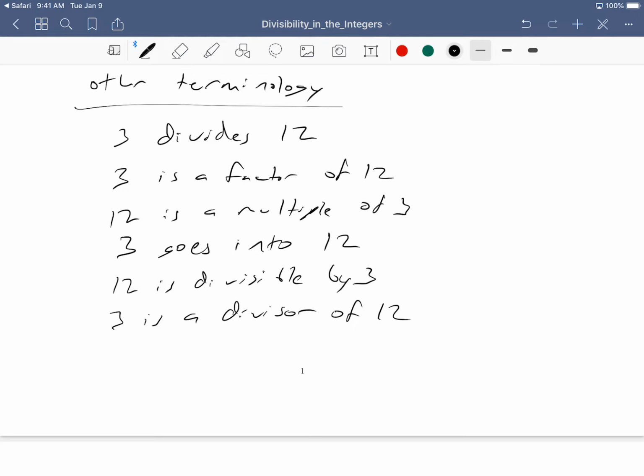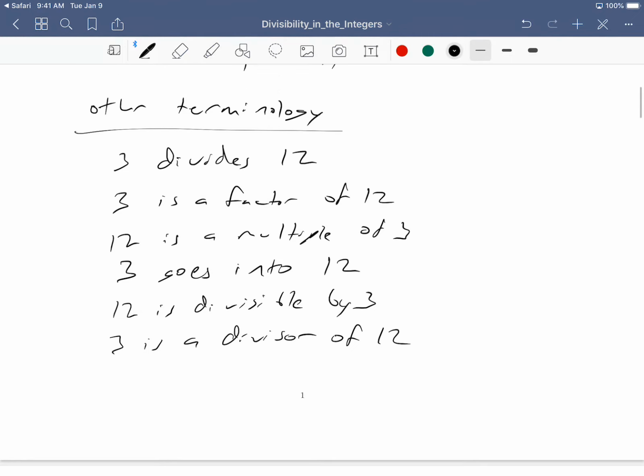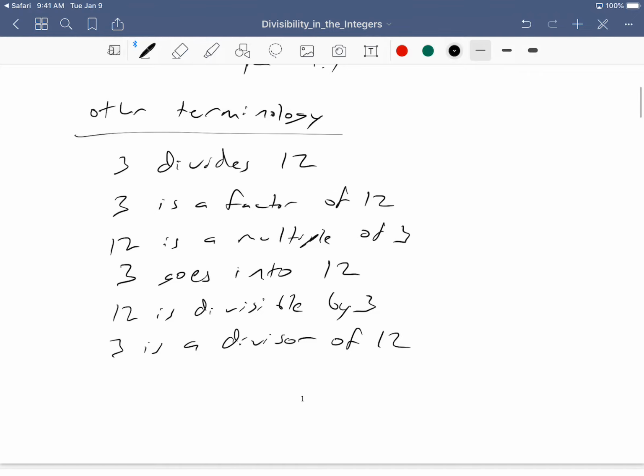You might be able to come up with more than this list, but as you can see, there's lots of ways we talk about this same thing, and they all use similar words, but you have to be really careful about it. So the "divides" and the "divisible by" are the opposite, notice. So 3 divides 12 means 3 goes into 12. 12 is divisible by 3 means the same thing, but we say it differently. So just try to keep this idea in your head as we go.